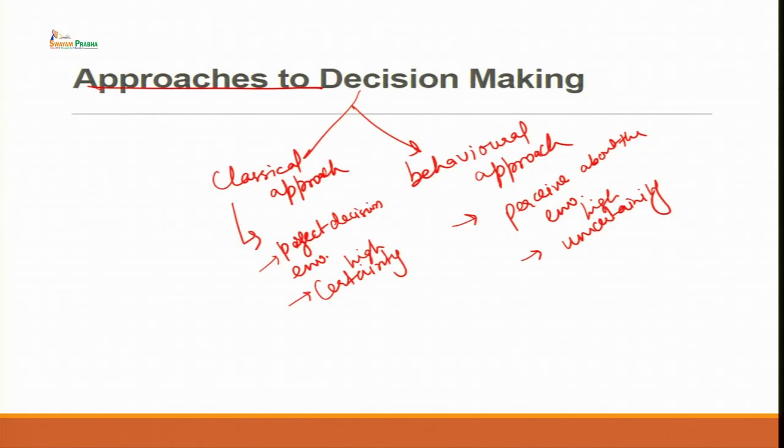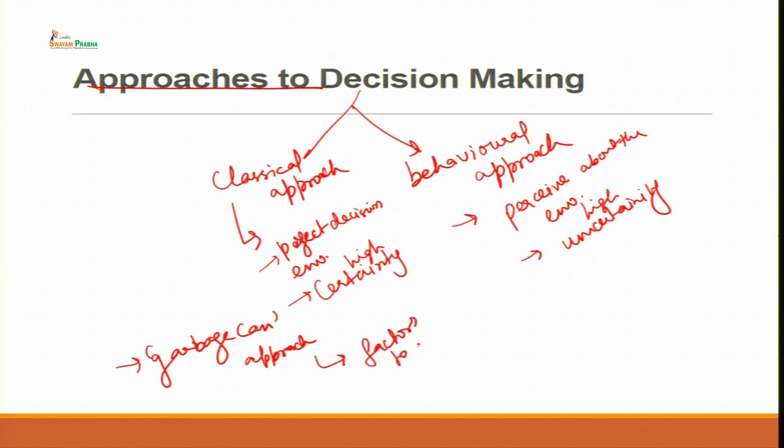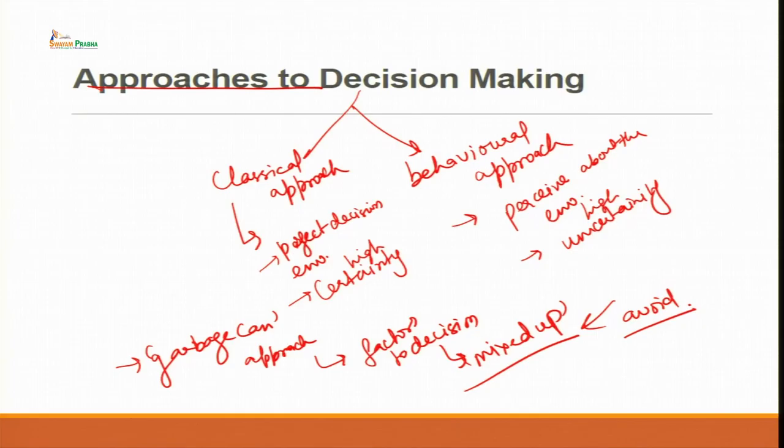Along with these two approaches, there is a third approach, which is called the garbage can approach. This is also available for decision making. As per this approach, the components of decision making, students, for example what is the problem, who are the participants, what is the situation and solutions, all the factors which relate to decision making are mixed up as in a garbage can, and that is why it is called the garbage can approach. Here decision makers should ensure that specific problems are matched to specific and appropriate solutions in an orderly manner in order to avoid the garbage can approach.